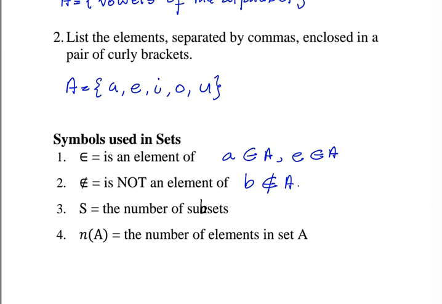The next symbol is a symbol for the number of elements. N and in brackets A is saying the number of elements in A. So again, using the set above as an example, I could say the number of elements in the set A is equal to 5. The number of elements in the set A is equal to 5.